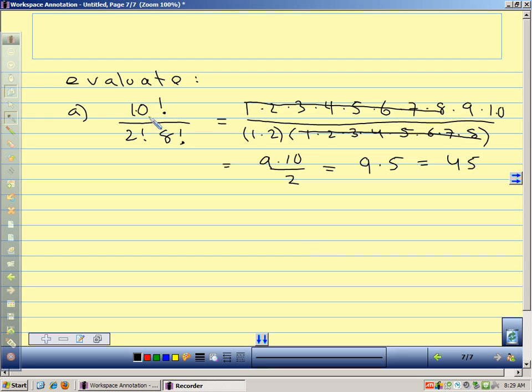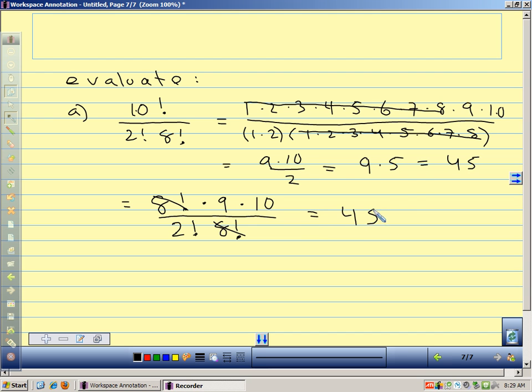Now another way I can look at this, I could write 10 factorial as 8 factorial times 9 times 10, over 2 factorial times 8 factorial. Because 8 factorial is all the numbers from 1 to 8 multiplied together. And to get to 9 and 10, I just multiply 9 and 10 at the end, and those just cancel. And then we end up with the same thing here.